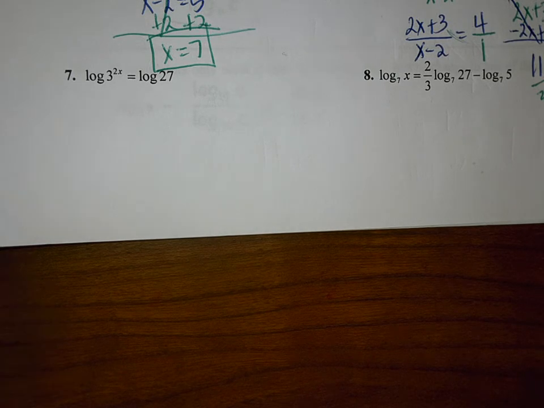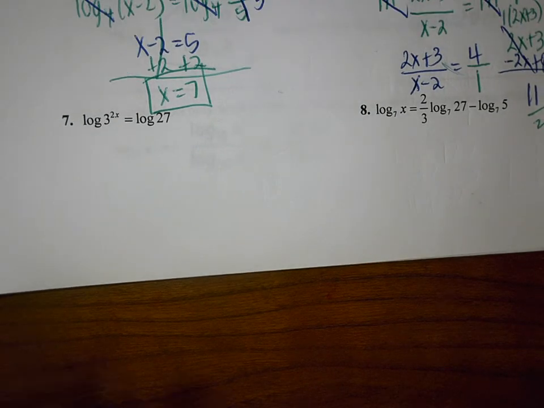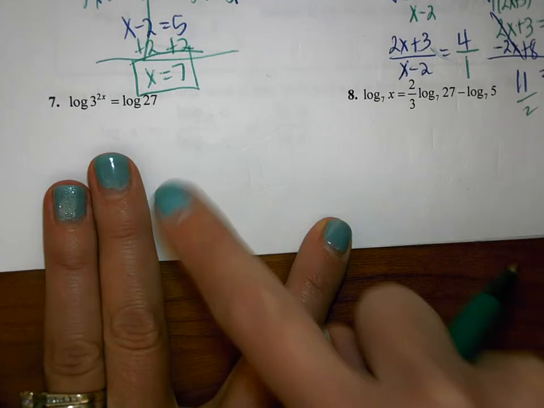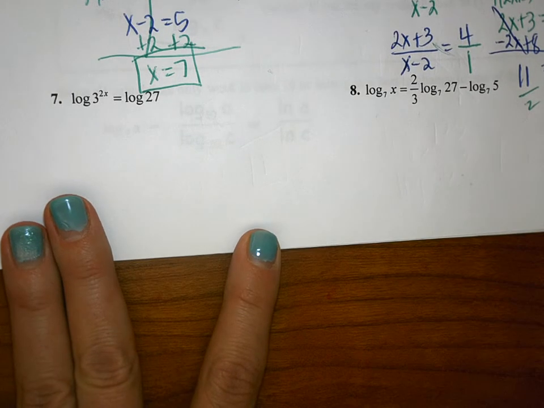Wait, what's the answer to number 8? All right, here we go. 9 over 5. All right, so number 7, the answer should have been 3 over 2, and 8 is 9 over 5.